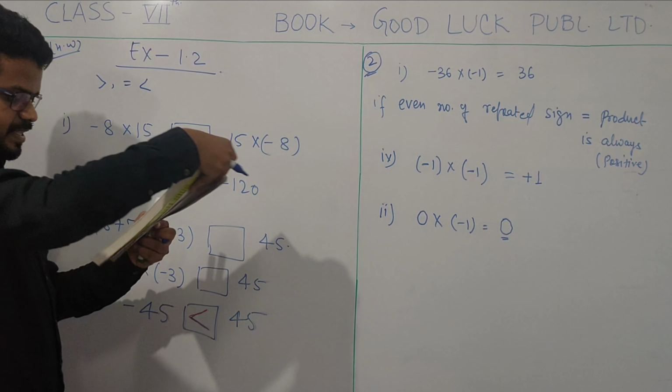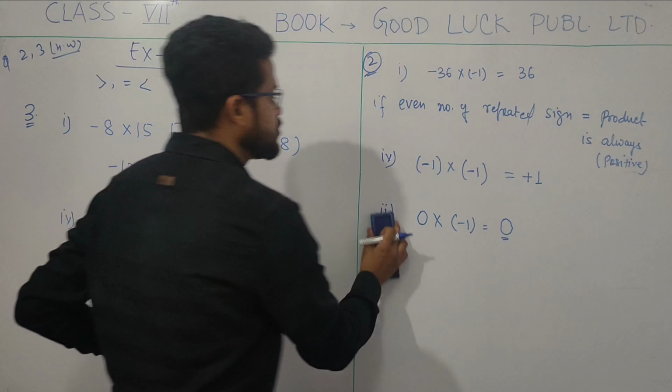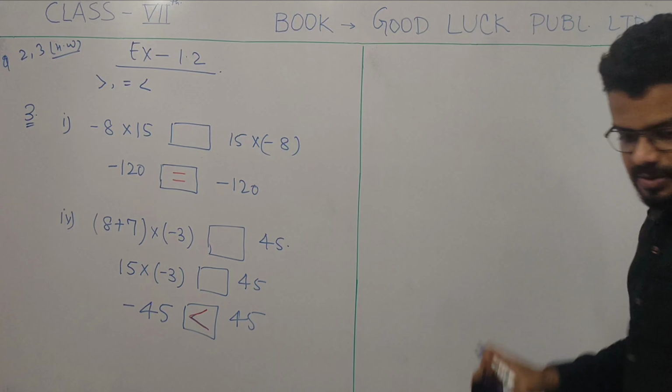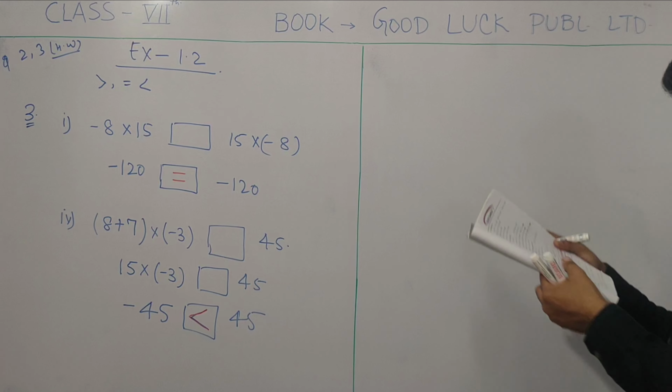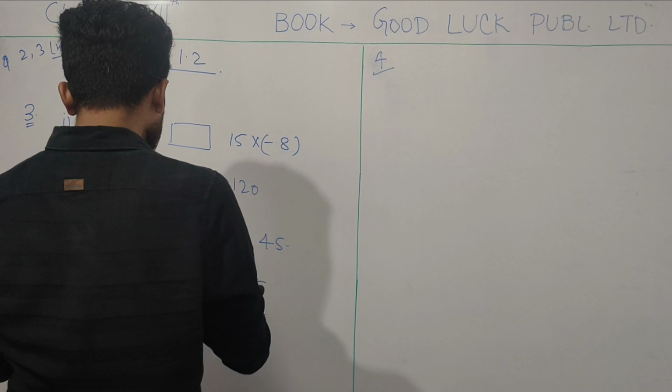Now this is question number 3. Now come to question number 4. Quickly come to question number 4. Multiply.